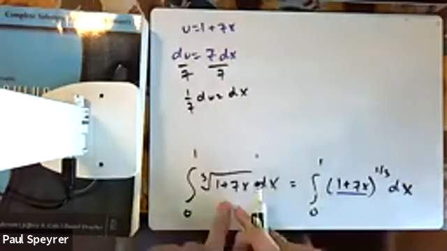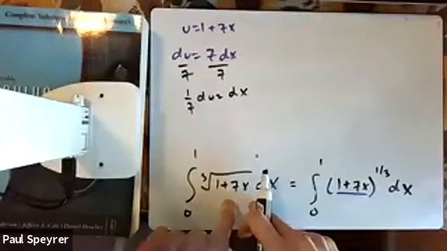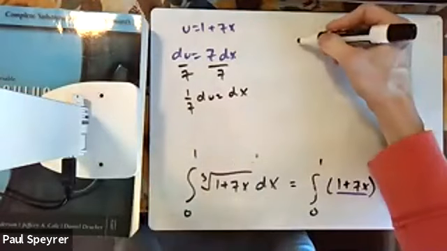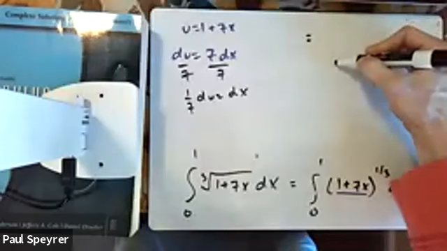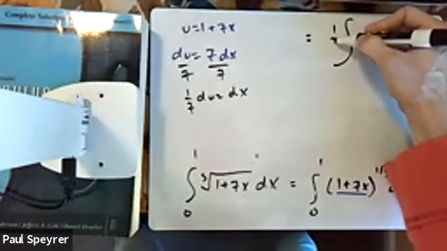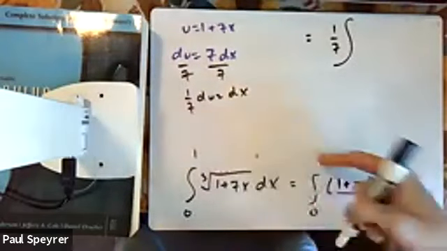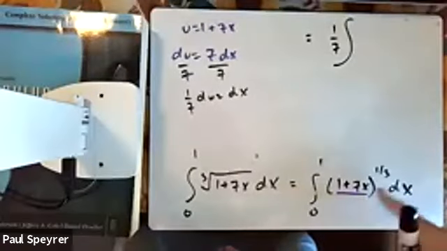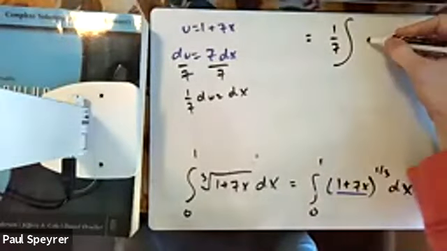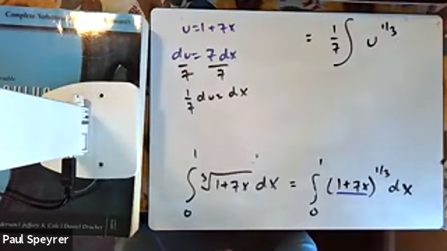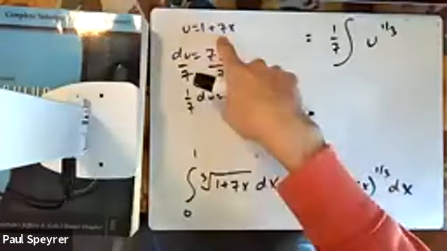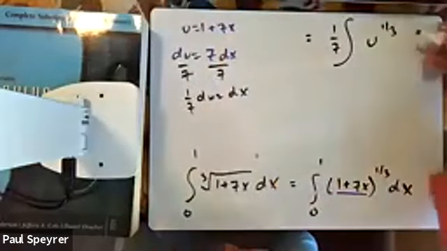And then from here, what was the next step? It was to rewrite our integral that was in terms of x in terms of u. So what's that going to look like? Well, we are going to have a 1/7 out front. And then we're going to have, instead of 1 plus 7x to the 1/3, we're going to have u to the 1/3, right? Because where's that u coming from? Because we let u equal 1 plus 7x, and the third is there, and then we have the du.